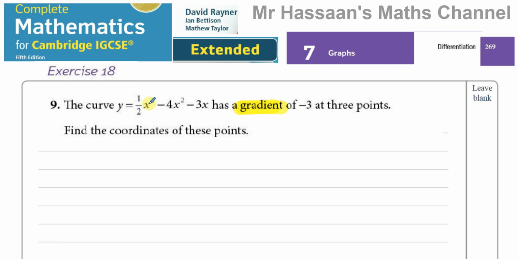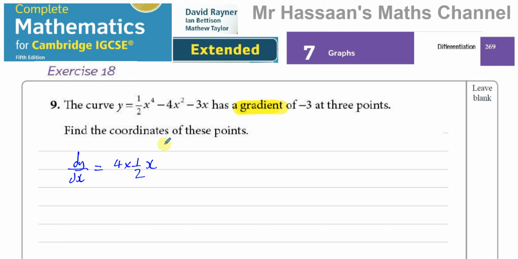Because when you differentiate the function, we get what's called the gradient function, which tells us about the gradient of that function. So differentiating, when you've got y, you call it dy dx. This is differentiating y with respect to x. And when you differentiate, you multiply the power by the coefficient. So 4 times a half. I'll just write this down as it is, 4 times a half.